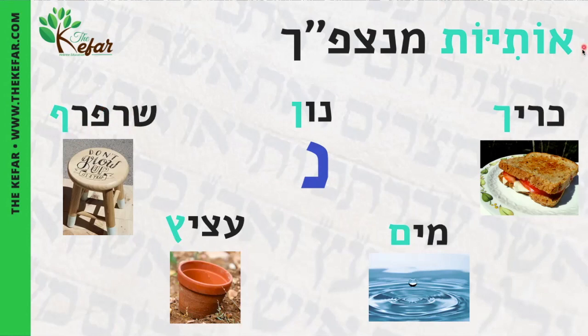Okay, so to recap, if our otiot sofiot or our otiot mansapach, if the mem, nun, tzadi, pe, or kaf appear in the beginning or in the middle of the words, we use their regular forms. We only use the sofit letter if it is the final or the last letter of a word, like you see in these examples.